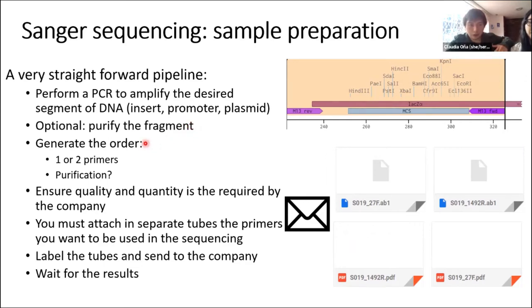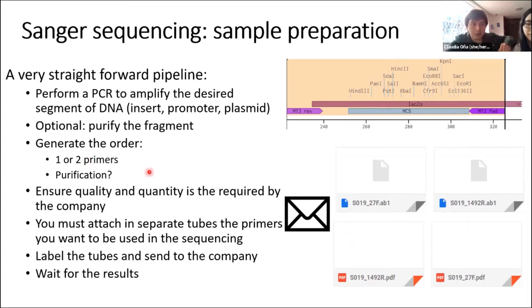Then you have to generate the order in the sequencing company. There are several companies that perform Sanger sequencing. The most important part in generating the order is that you have to tell them how many primers you want to use to sequence a given sample. You can sequence one sample with just one primer or with two primers. As I told you before, it is very advisable to use two primers, so you can double check. We are going to see exactly what this means. You should use a forward and a reverse primer for this order.